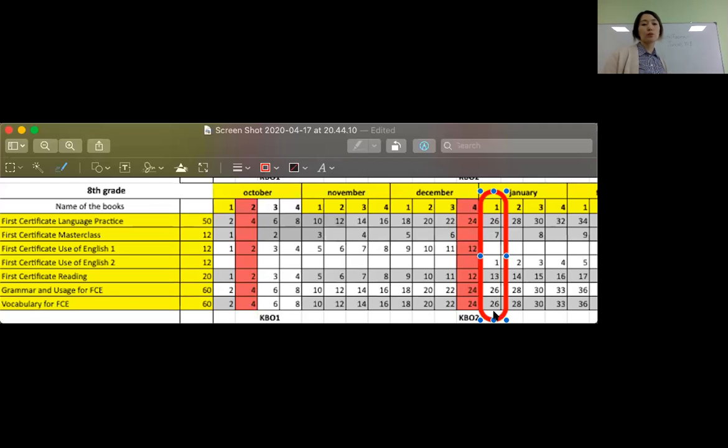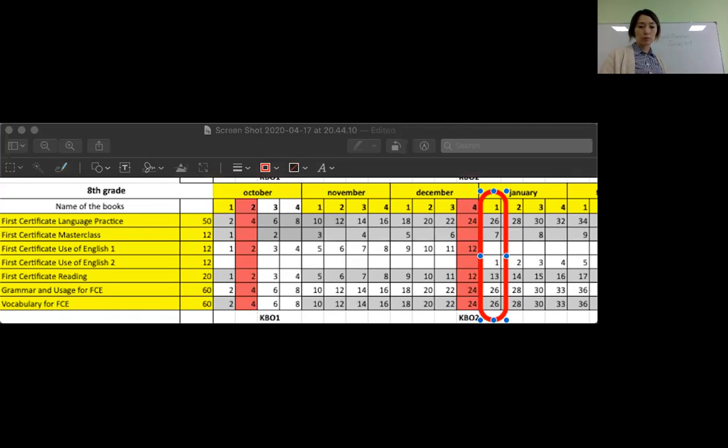And last we've got grammar and usage for FCE and vocabulary for FCE, units 25 and 26. Let's open them. Oh no, that's not it. Here we go. I like this book. It's quite short but very informative. Grammar and usage for FCE.